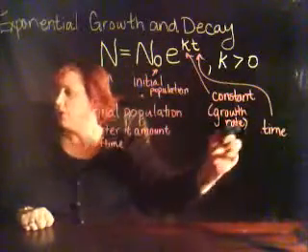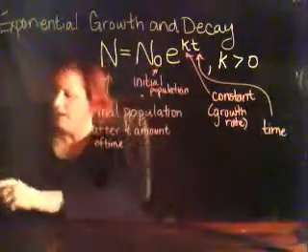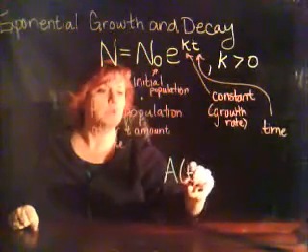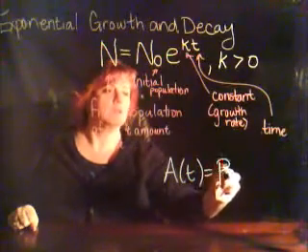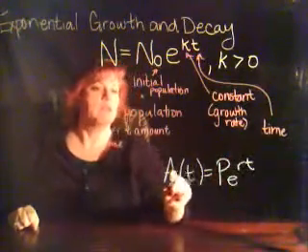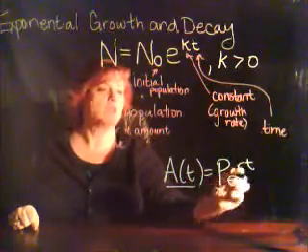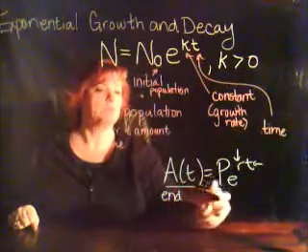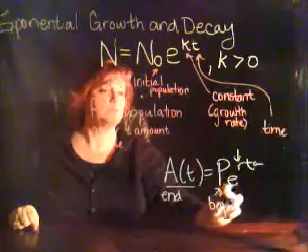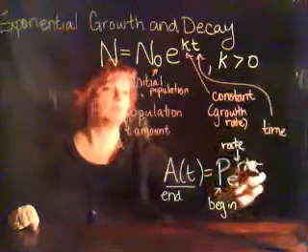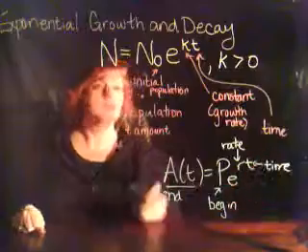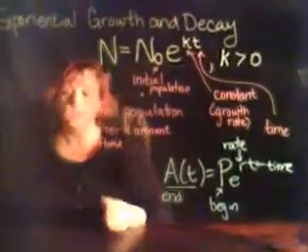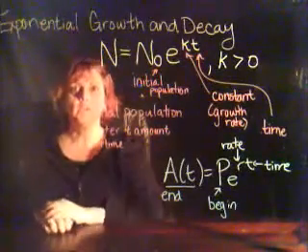So we're going to use all this. Notice it looks a lot like our formula for growing that we used yesterday. The ending, the beginning, our constant, our rate, and our time. It's the same formula. We just change the letters to indicate that it is a different situation. So we're going to take a look at some examples.